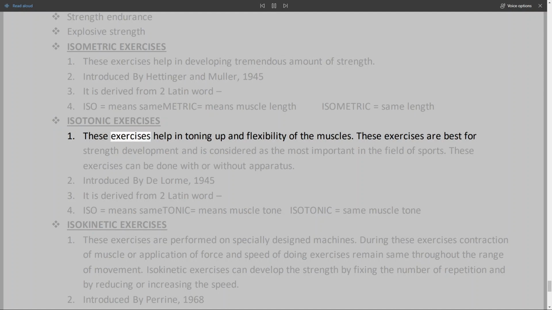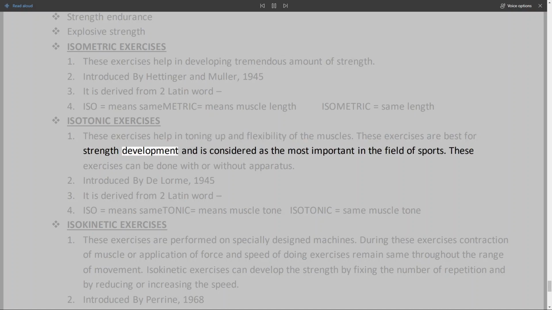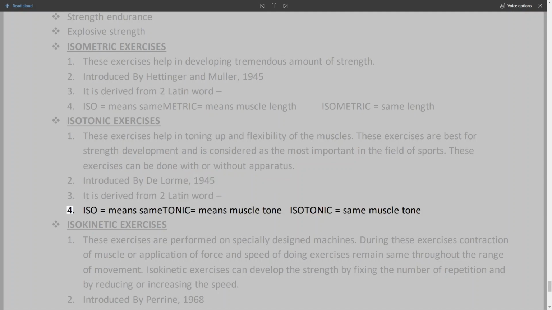Isotonic exercises. 1. These exercises help in toning up and flexibility of the muscles. These exercises are best for strength development and are considered the most important in the field of sports. These exercises can be done with or without apparatus. 2. Introduced by Delorme, 1945. 3. It is derived from two Latin words: iso equals same, tonic equals muscle tone. Isotonic equals same muscle tone.